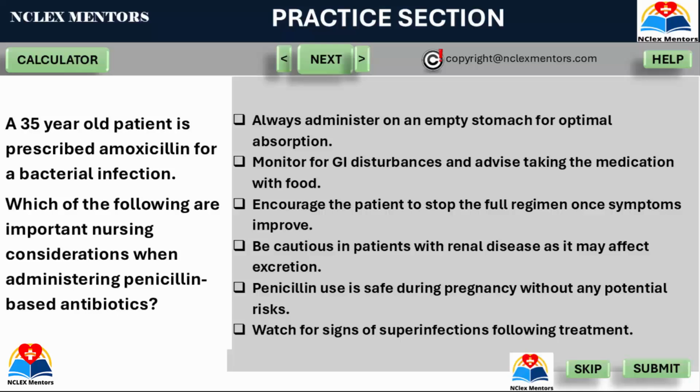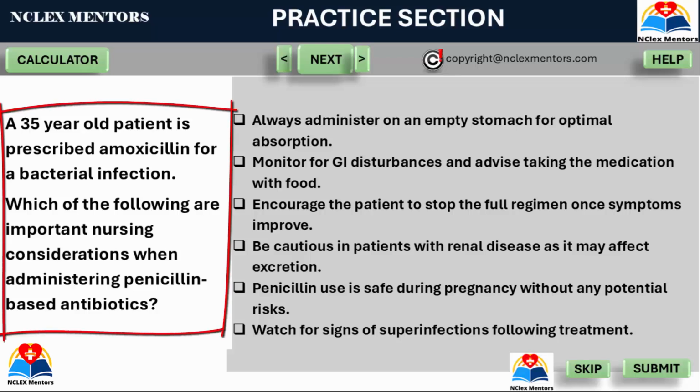Question 1. Here, it's a question on safe administration of penicillin. This is a select all that apply type of question. I will give you some time to go through the question and options. Please pause the video and write your answer in the comment section. I want to see who scores all correct in the comments.